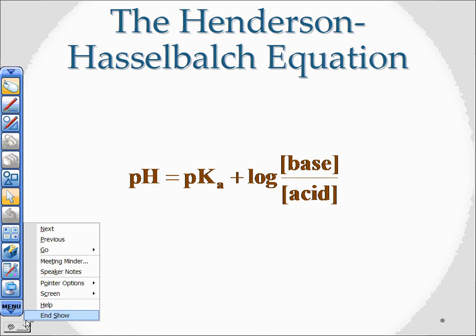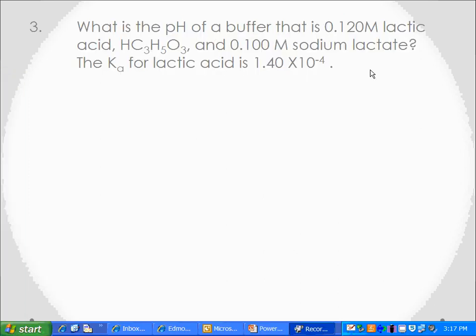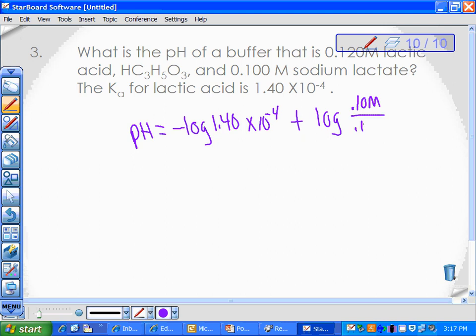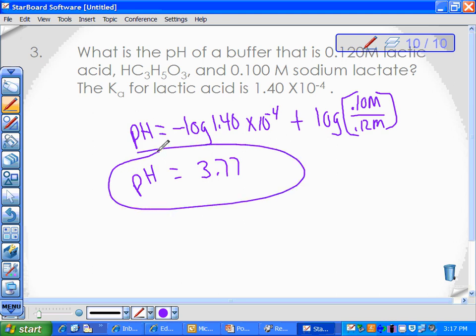So we could go back to that previous problem. Let me go back. And this is a buffer solution. And if you can recognize it's a buffer, you honestly don't have to write it out. Now you can if you would like, but you can say, oh, this is a buffer. Let me just plug into this equation. Negative log of the Ka plus the log of the base, which in this case is a salt, but the conjugate base in this case goes on top, the acid part goes on bottom, and when you open up, that will open up a set of parentheses. You should see 3.77 is your answer. So simple as that. It might be 3.77 or 3.78.